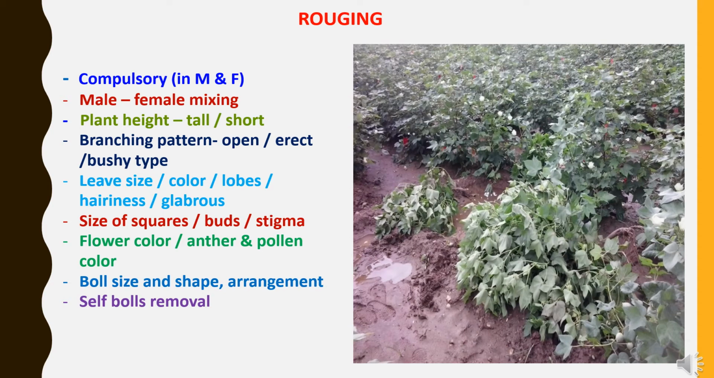Rogueing should be done on the basis of plant height, which may be tall or short, depending on branching pattern, having the characters of open or erect or bushy type. Rogueing parameters can also be based on leaf size, leaf color, lobes, hairiness and glabrous nature, and on the basis of squares, size of squares, buds, stigma. Then flower color, anther and pollen color, petal colors, ball size and shape, arrangement of balls, and selfed balls should be removed. So there are different parameters for rogueing.